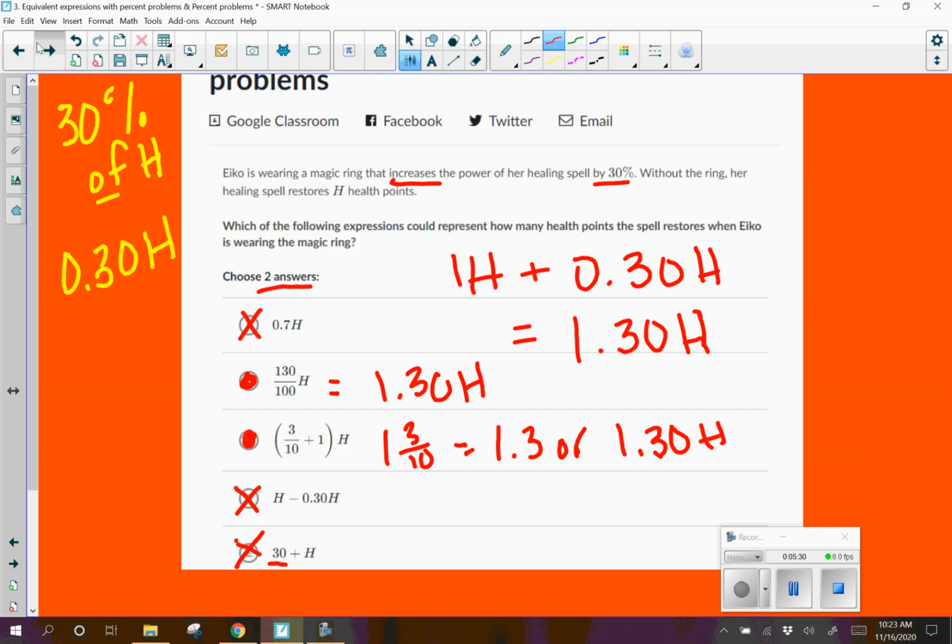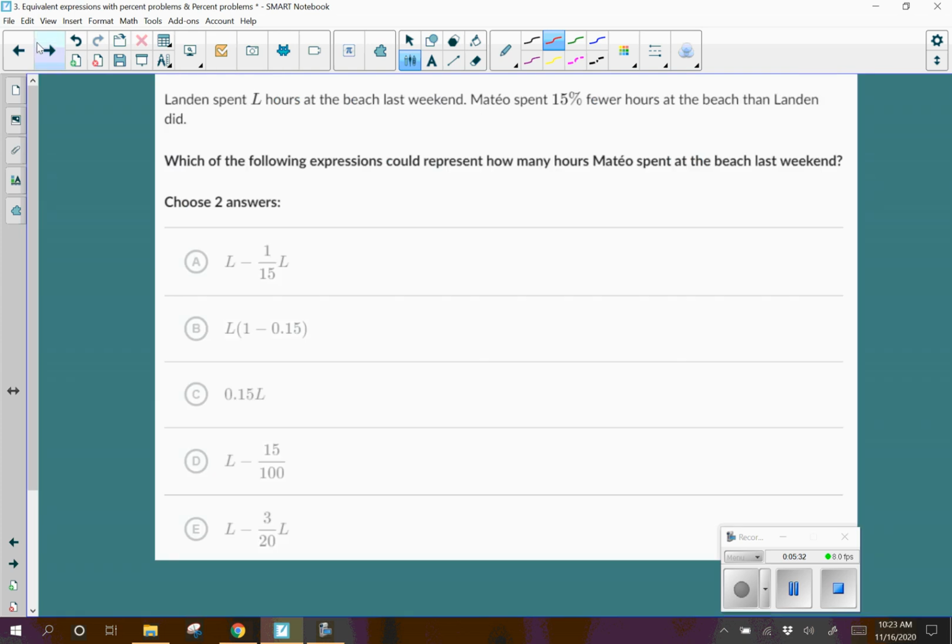Let's try another one. Landon spent L hours at the beach last weekend. Mateo spent 15% fewer hours at the beach than Landon did. Which of the following expressions could represent how many hours Mateo spent at the beach last weekend?